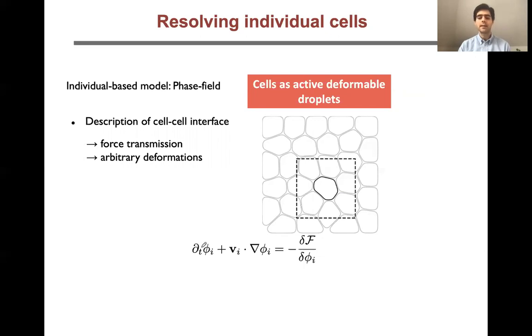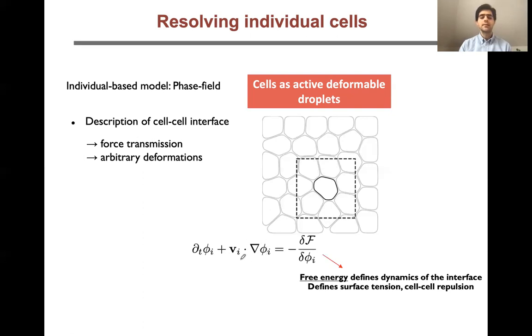If I have 100 cells, I have hundreds of these phase fields. For each phase field, phi equal 1 would demarcate the interior of the cell, and phi equal 0 will demarcate the exterior of the cell. As before, we have the relaxation to the minimum of the free energy that determines the cell properties, as I will explain. And here we have the velocity field that is determined again from the force balance condition.